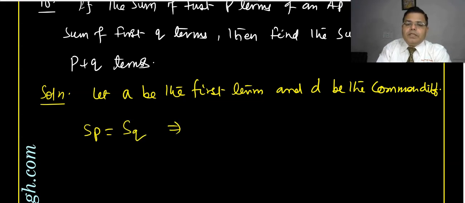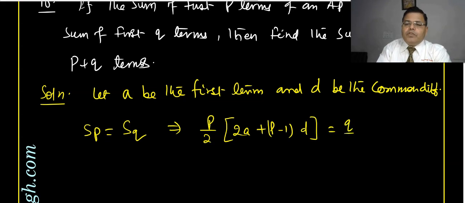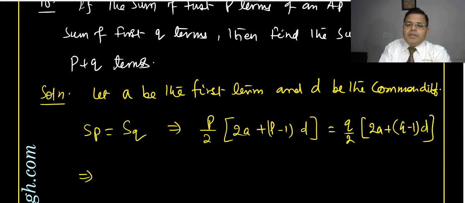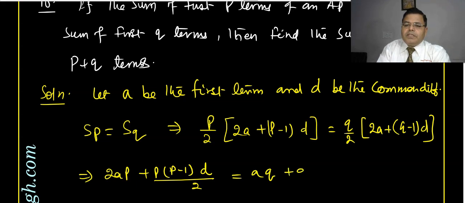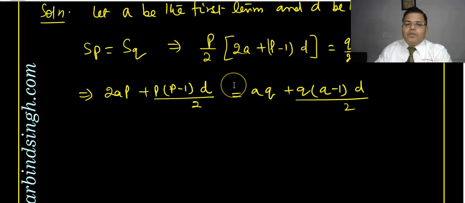This implies p by 2 into 2a plus p minus 1 into d is equal to q by 2 into 2a plus q minus 1 into d, isn't it? So now this will come here: 2ap plus p into p minus 1 into d by 2 is equal to 2aq plus q into q minus 1 into d by 2. So if I subtract these two, what will come?